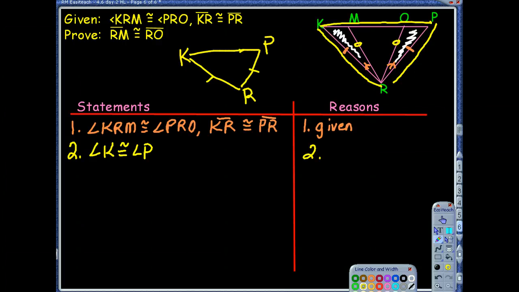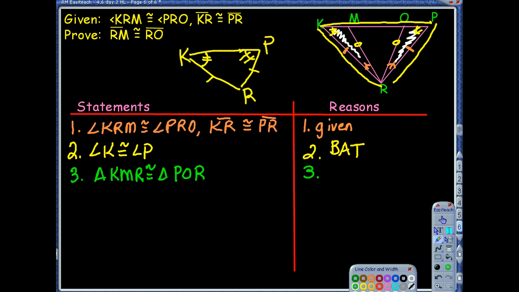And as I'm looking at that, I know that I'm proving the base angles congruent, so that's the base angle theorem. So you see that in the larger picture, kind of giving the idea that these are congruent. Now I have enough to say that those little triangles on the sides are congruent because I've got a side that's included between 2 angles, so angle, side, angle. So I'm going to say triangle KMR is congruent to triangle POR, and that reason is angle, side, angle.